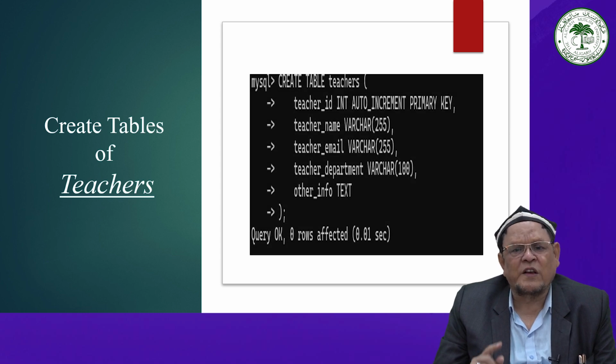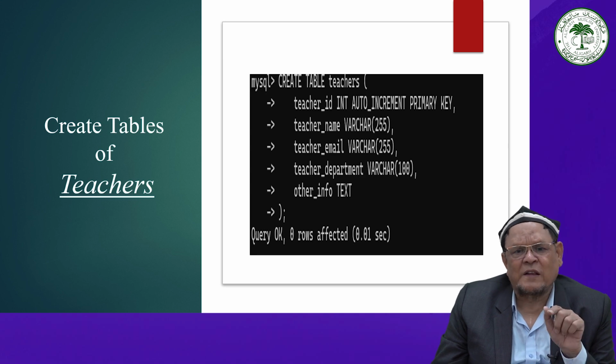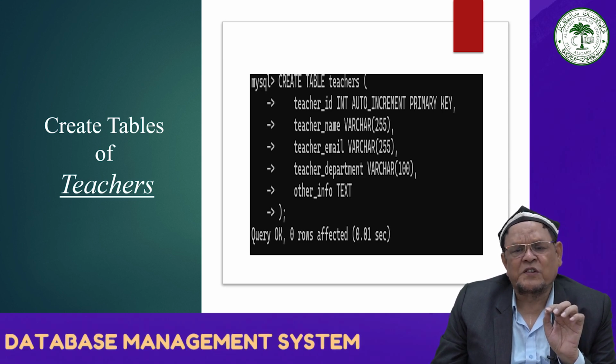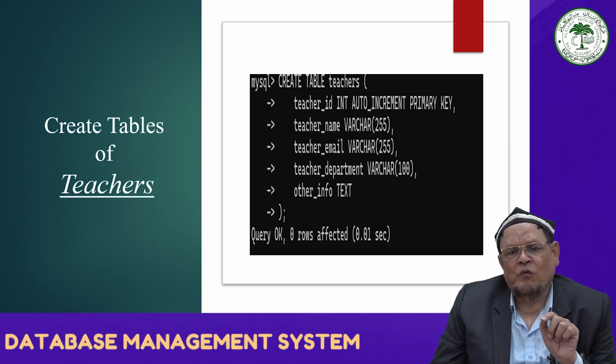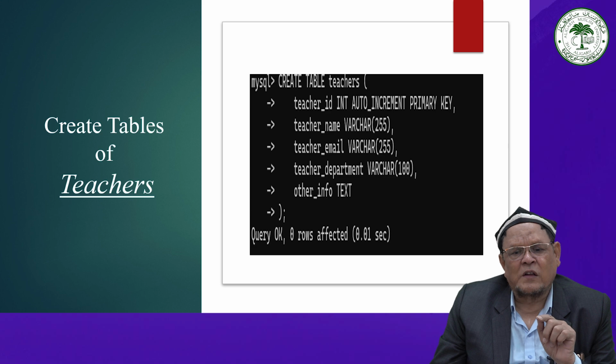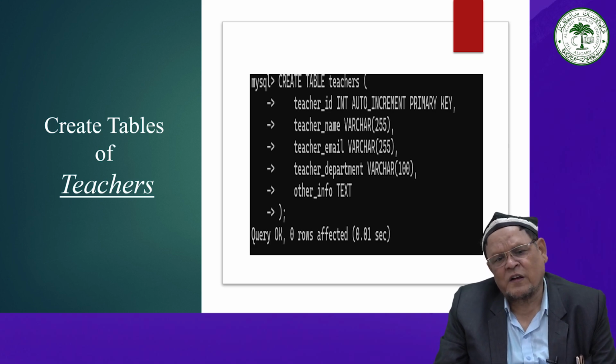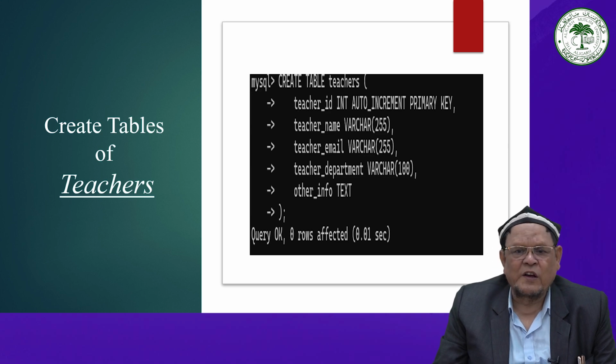In MySQL you have to write create table teachers, then parenthesis, teacher ID integer auto increment primary key, comma, teacher name varchar 255, teacher email varchar 255, teacher department varchar 100, comma, other information text, then the parenthesis will be closed, then semicolon. When you enter the query, OK will be returned. It means you have created a table teachers.